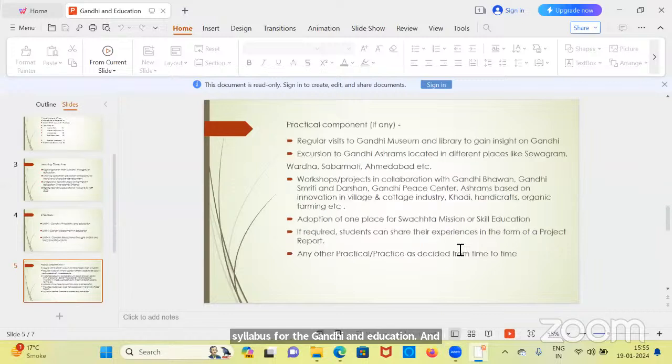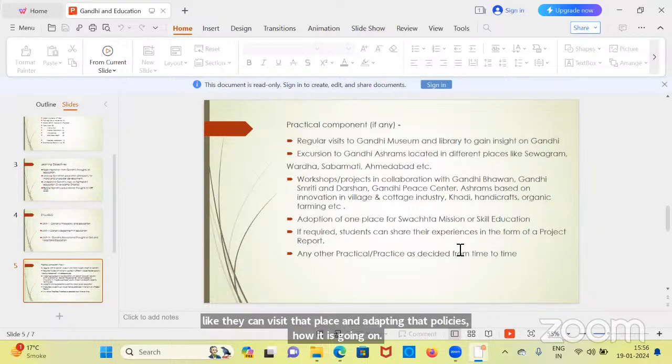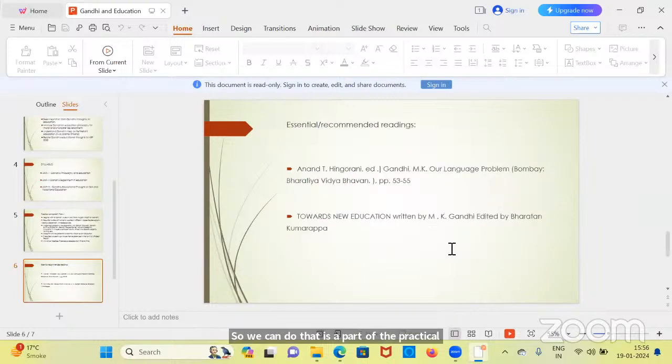And these are the practical components. As part of the practical component, we can select any one, depending on time or interest: either attending workshops, or regular visits to Gandhi museums and ashrams, or taking up any Swachh Bharat mission, where they can visit that place and see how the policies are being adapted and how it is going on. So these are the readings for Gandhi and education.